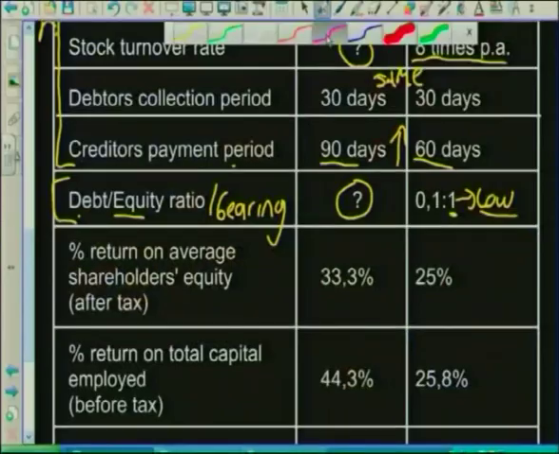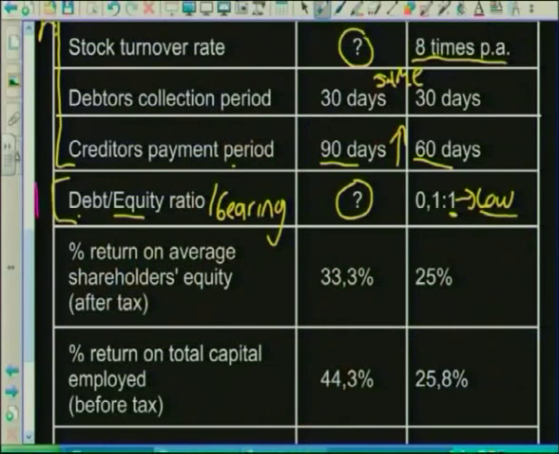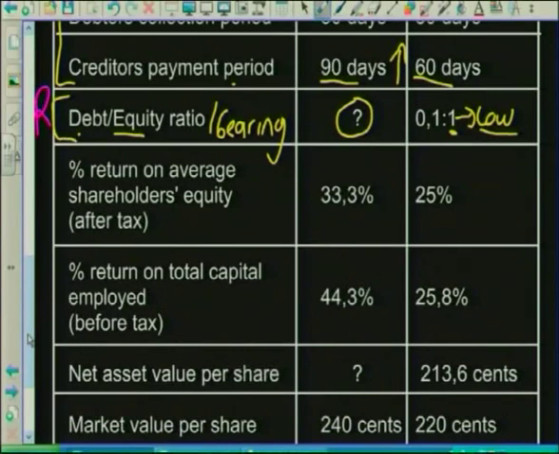Right, your debt equity ratio, I just want to quickly change the color of my pen there. This ratio, if we had to place it into a category, falls under risk. Let's move on. We then have our percentage return on average shareholders' equity. So we've got 2008, 33 and a third, or 33,3%. 2007, it's 25%. So again, there has been an increase in your return. And remember, guys, if there's an increase in return, your shareholders are extremely pleased about this.